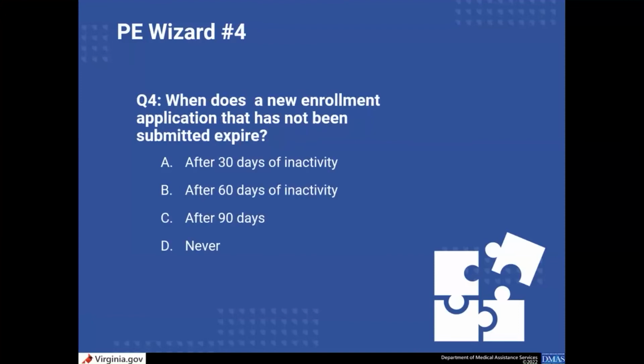And our fourth question for this section, when does a new enrollment application that has not been submitted expire? After 30 days of inactivity, after 60 days of inactivity, after 90 days, or never? The correct answer is after 30 days of inactivity.